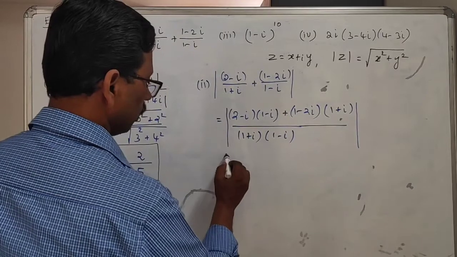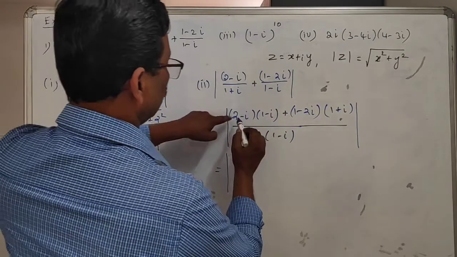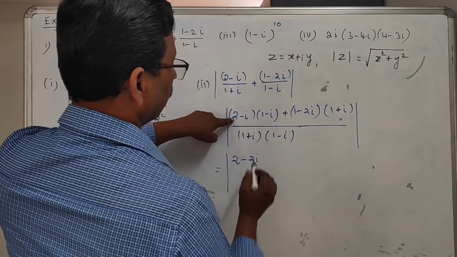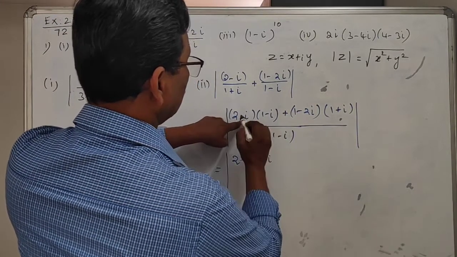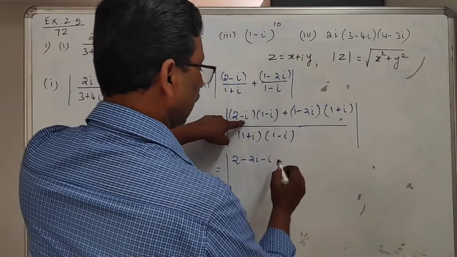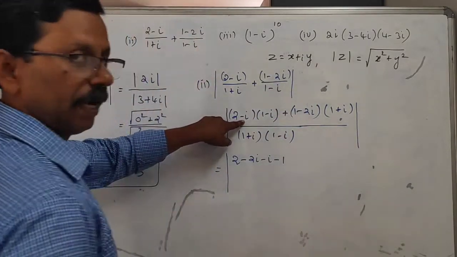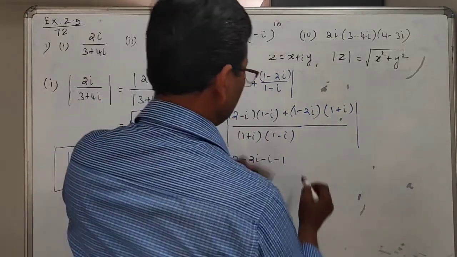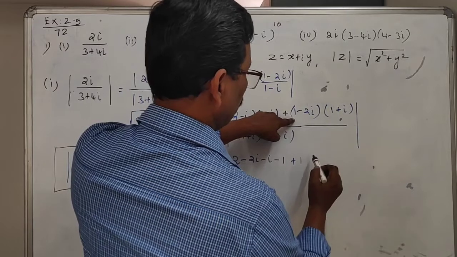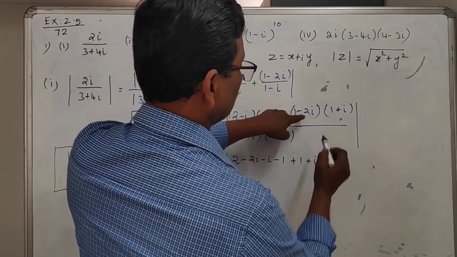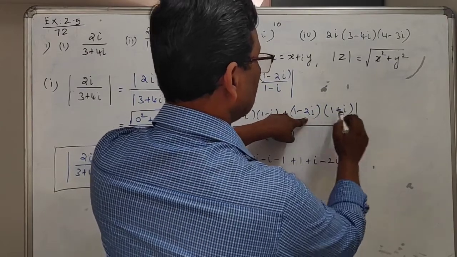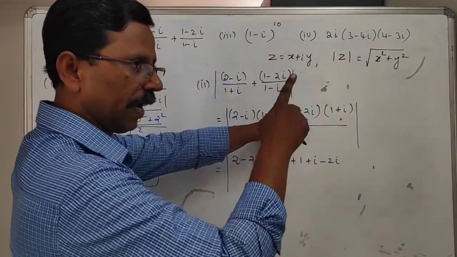Now for the numerator, just remove the brackets. 2 into 1 is 2, then minus 2i, then minus i, then minus i into minus i gives plus i square, and i square is minus 1. I am writing directly. Then plus, 1 into 1 is 1, then 1 into i plus i, then minus 2i, then minus 2i square. I square is equal to minus 1.